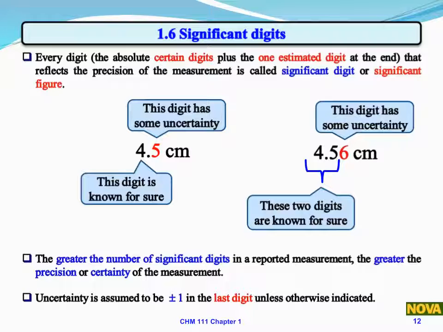Every digit, the absolutely certain digits plus the one estimated digit at the end, that reflects the precision of the measurement is called a significant digit or significant figure. The greater the number of significant digits in a reported measurement, the greater the precision or certainty of the measurement. Uncertainty is assumed to be plus or minus 1 in the last digit unless otherwise indicated.